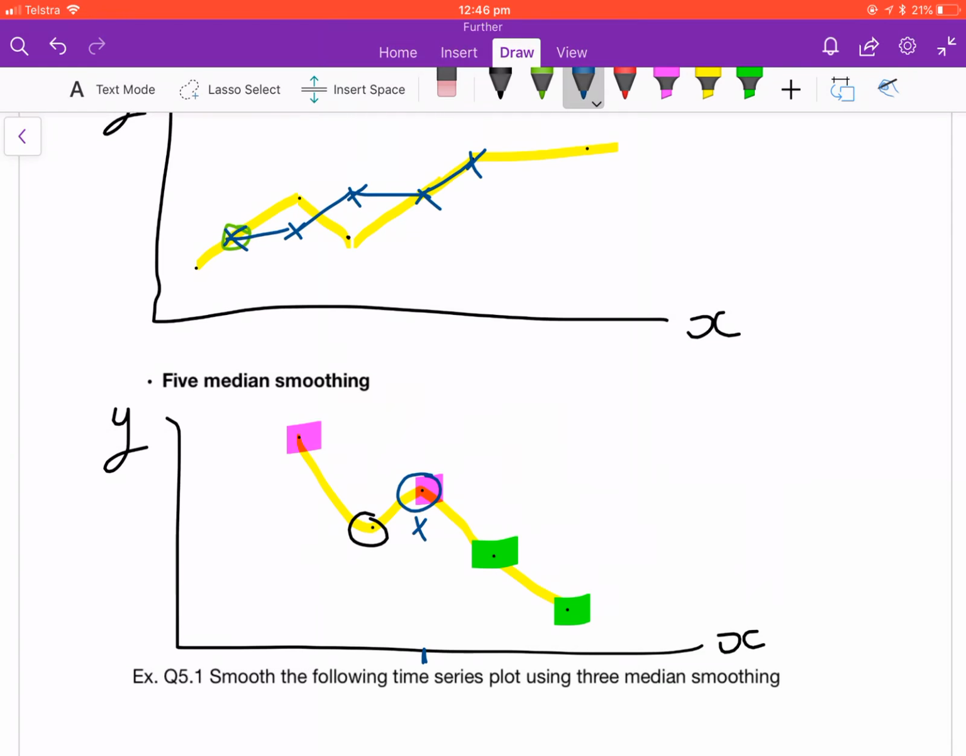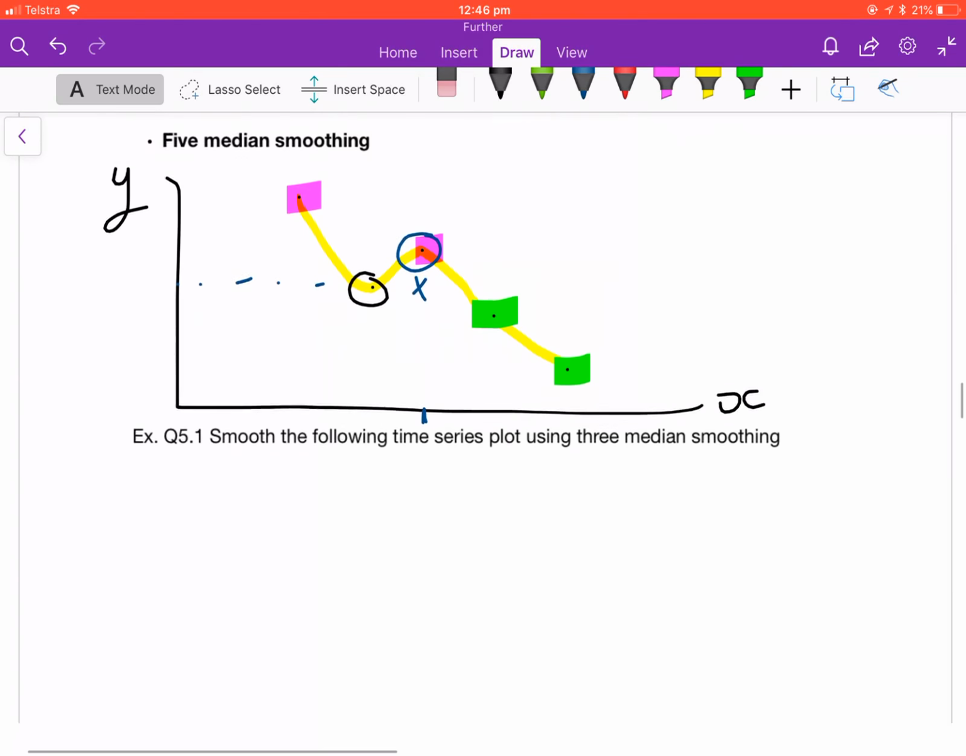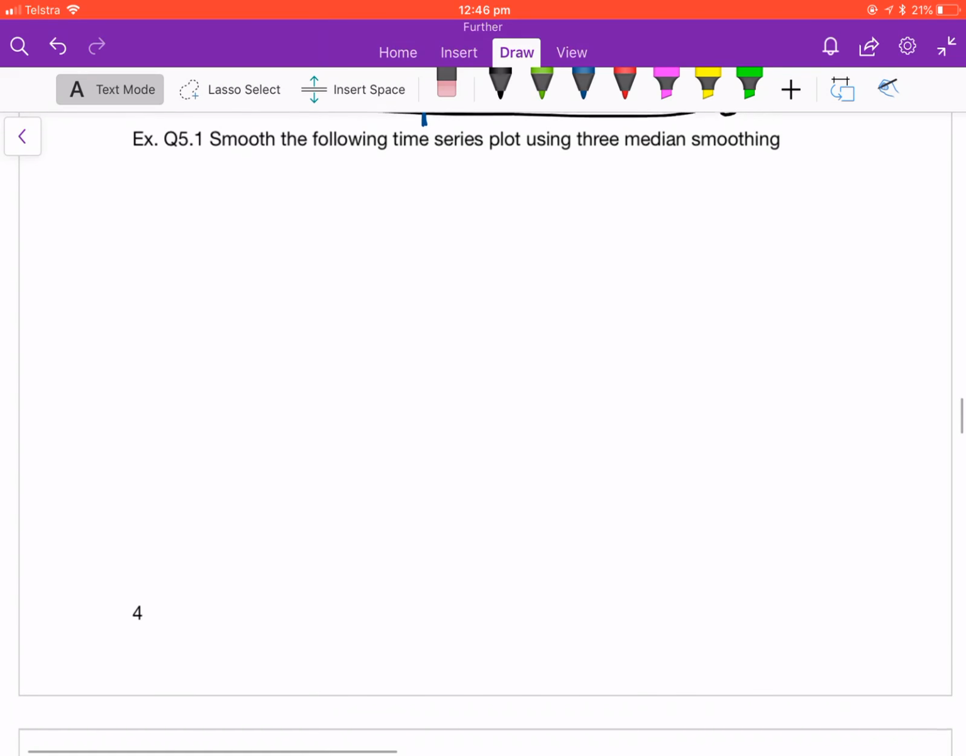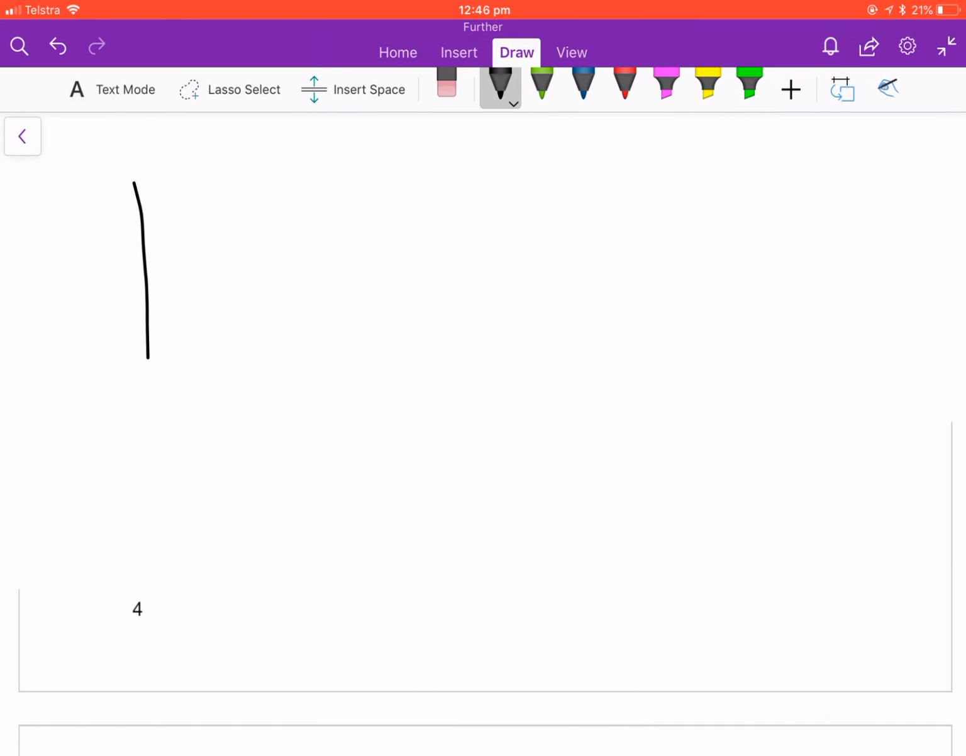So in line, so on that height, this height here, on that line on your y axis, but the point is still in line with the original point on the x axis. So that's how you smooth a time series using median smoothing. Lastly, we'll just have a quick example question looking at smoothing a time series plot using 3 median smoothing.